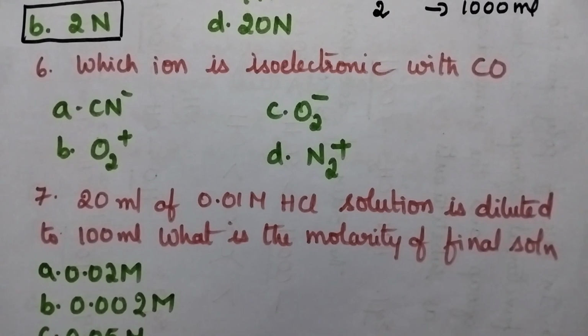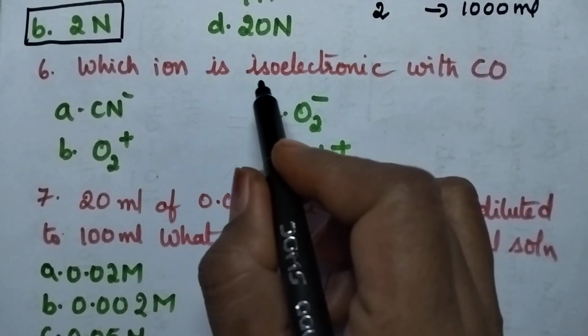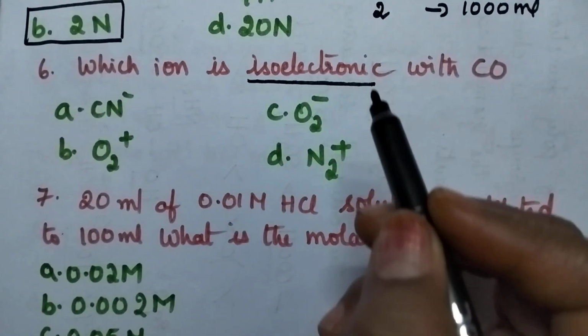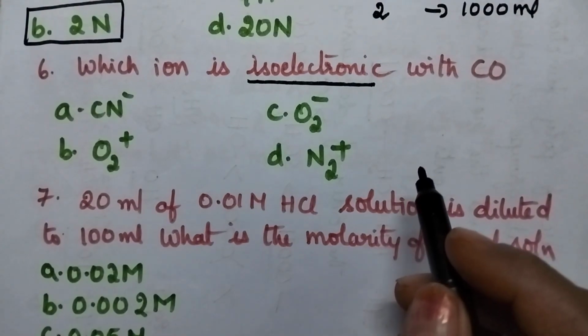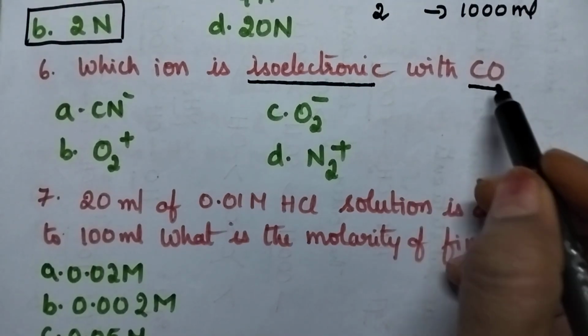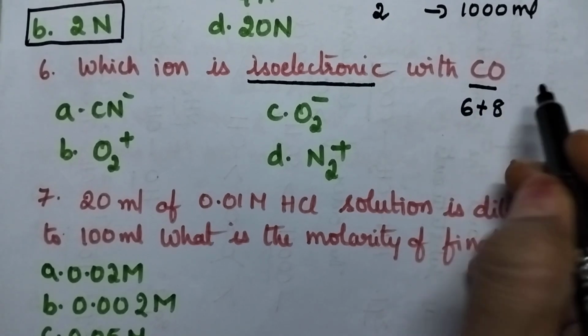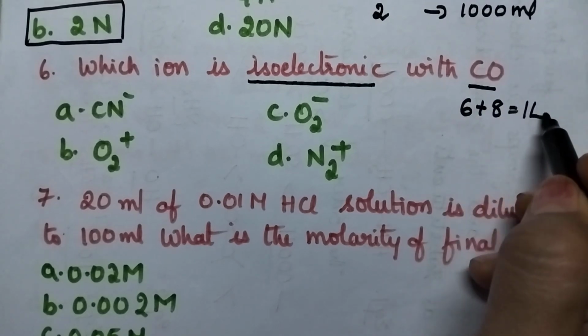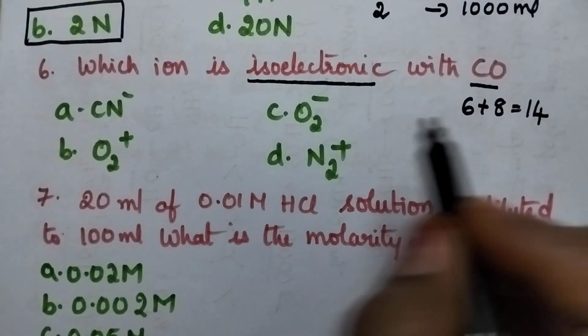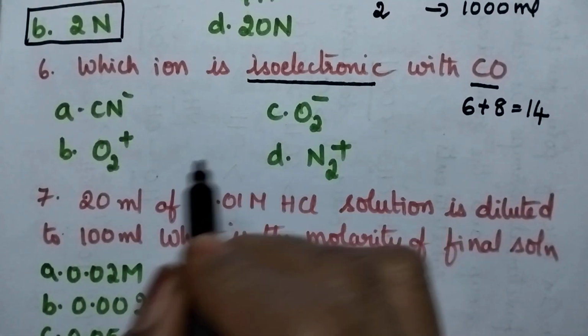Which ion is isoelectronic with CO? Isoelectronic means contain same number of electrons. So coming to the CO, carbon contains 6 electrons, oxygen contains 8 electrons. So on the whole, CO contains 14 electrons. We have to verify each and every option.